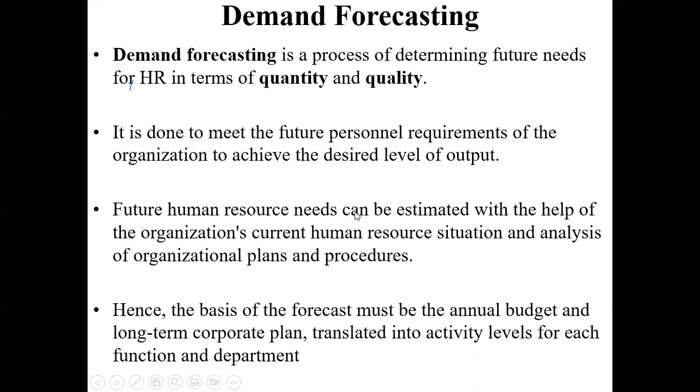And future human resource needs can be estimated with the help of the organization's current human resource situation and analysis, and organizational plan and procedure. So essentially, the basis of the forecast must be the annual budget. The annual budget is how they have planned to finance the activities of the company in the course of the year. A long-term corporate plan, which is the strategic objectives, starts the process of human resource planning, and these are translated into activity levels for each function and department.